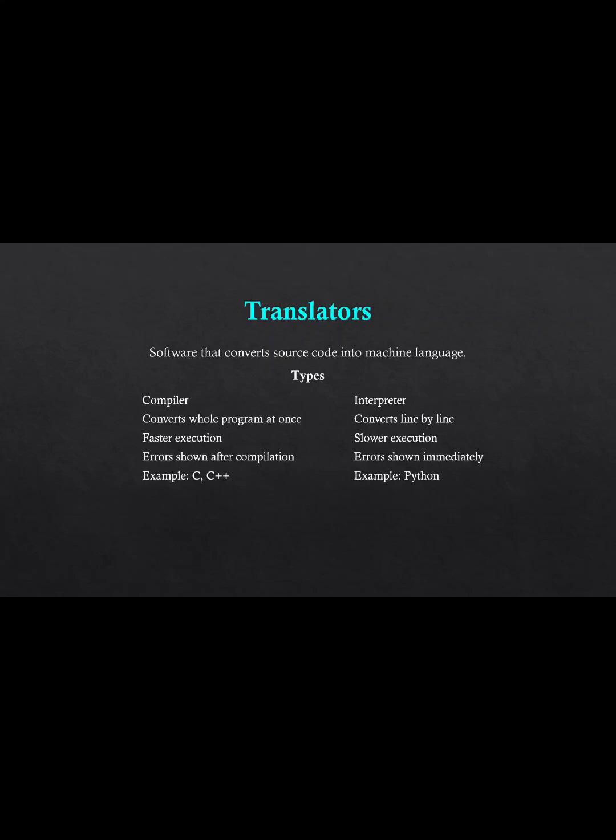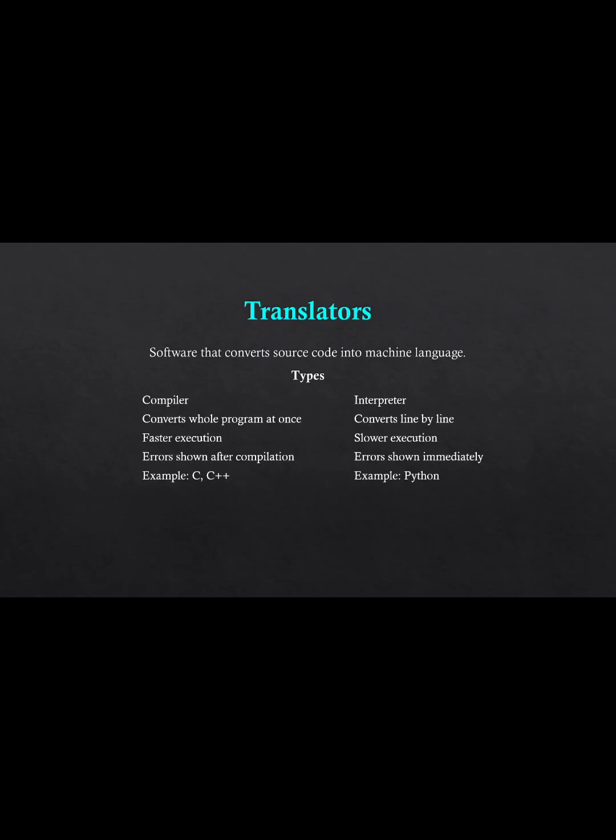For the Marathi person, it will convert the Hindi language into Marathi language, and vice versa in the case of the Hindi person. So translators are just converting one form of information into another form. In a software environment, a translator is software that converts source code into machine language. Source code is the code which we humans write in English-like language. And machine language is nothing but zeros and ones, which the computer understands.